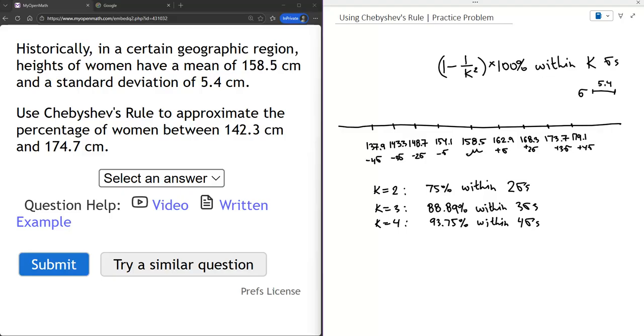And I think I made a mistake here, right? This 5.4, this should have been 3. This should have been 7. And this should have been 2. And this should have been 6. Okay. And so again, this is 3. Let me just erase that.